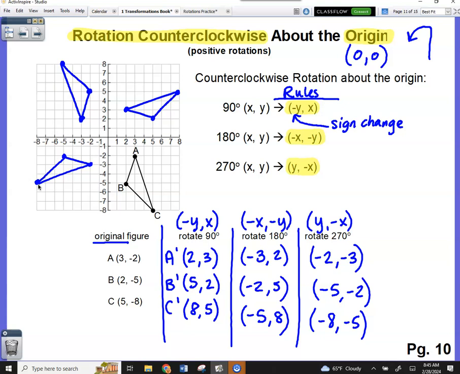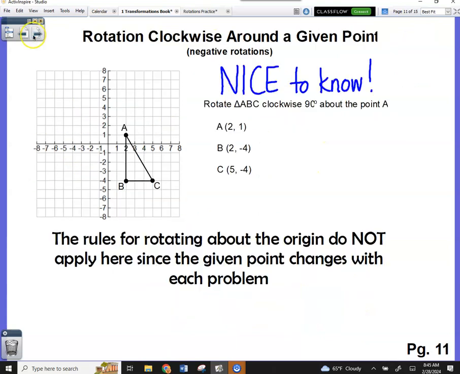In our transformations little flip book, the next page says rotating around a given point. We already talked about how the state removed this from our standards. So this is a nice to know. I am not taking it out of the flip book because I have a feeling it's coming back one year, maybe. How far are we here? So what page did we say that this would be? 37?